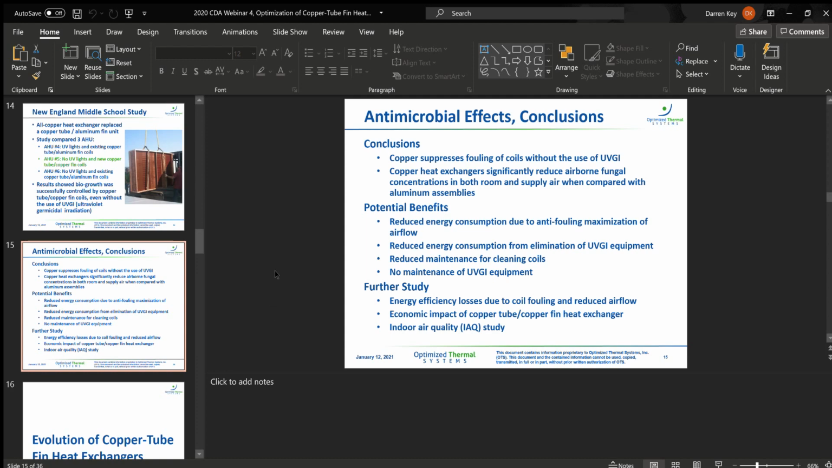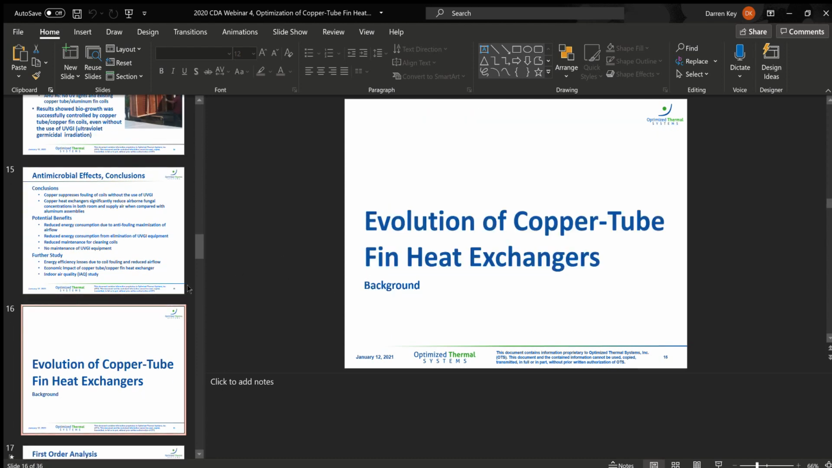A couple of things that we recommend looking into would be energy efficiency losses due to coil fouling or reduced airflow, and the economic impacts of copper tube, copper fin heat exchangers. So it's probably that tipping point somewhere where it does make more sense to invest in that copper tube, copper fin heat exchanger, and then also looking a little bit more closely at the indoor air quality.